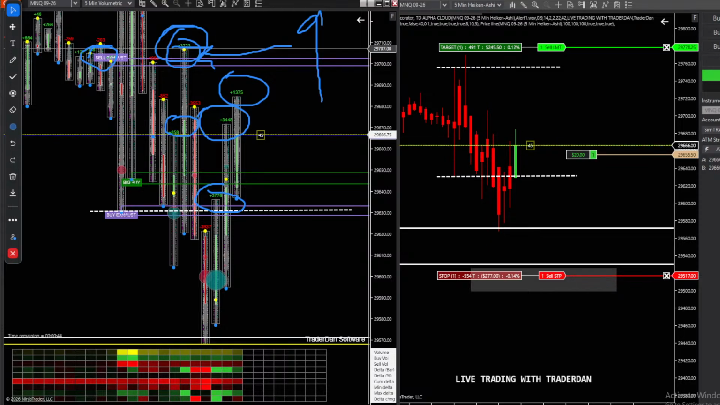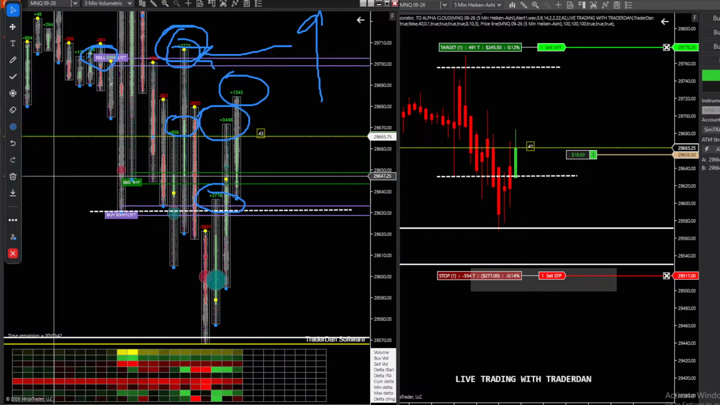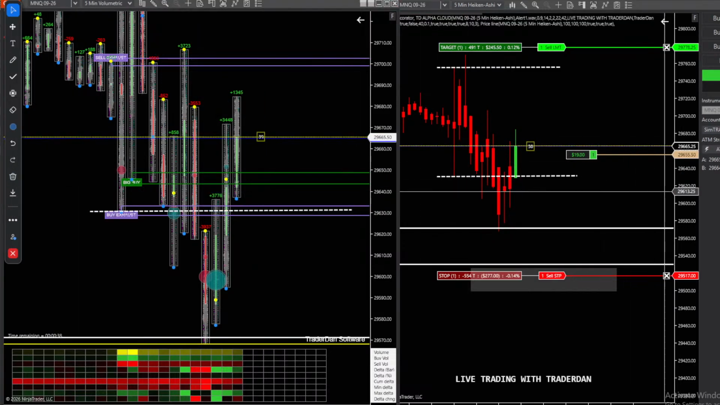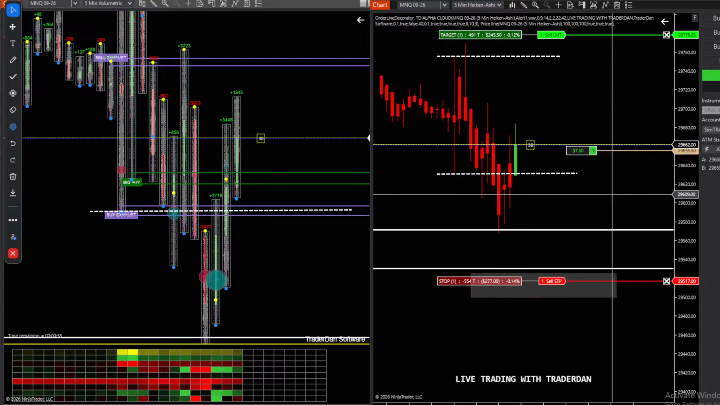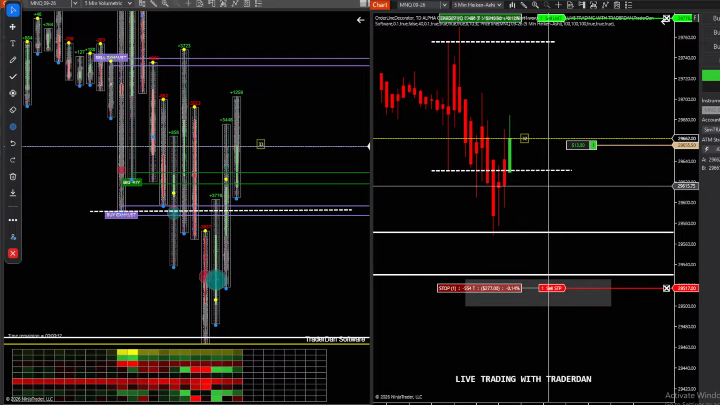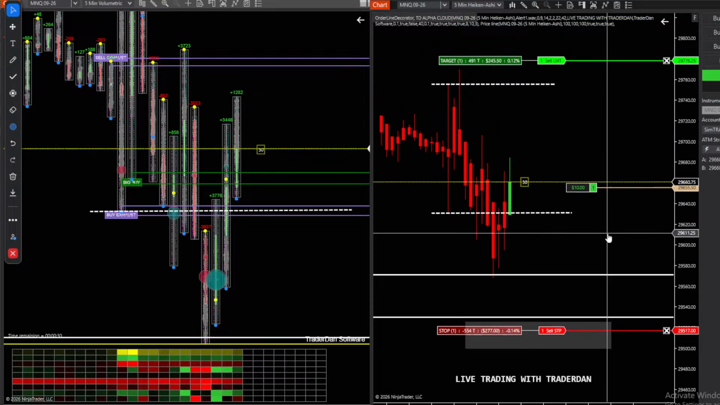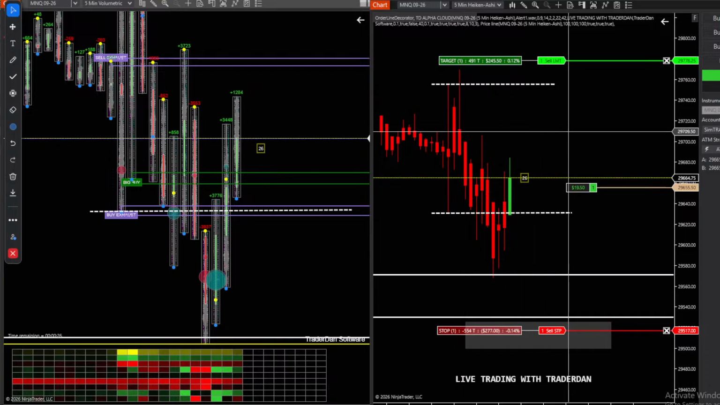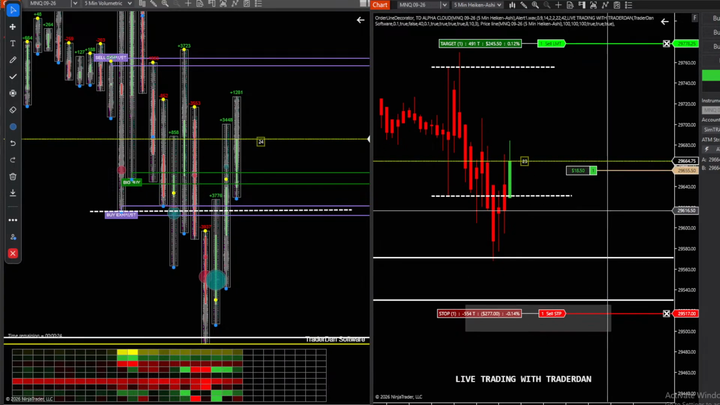If we stay inside this range, we could easily just sell back off. They sucked in enough orders to get back in on the sell side. I don't like this, but I don't want to buy it up here, even though that would probably be the better deal.